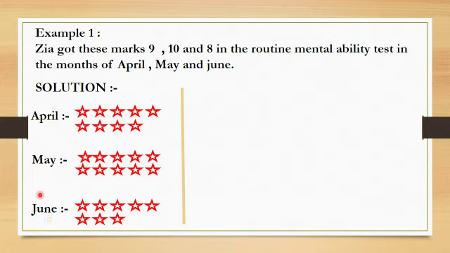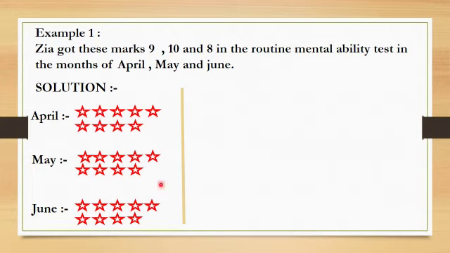Now the teacher rearranges the marks or the stars in such a way that she takes out 1 star from the month of May and adds it to the month of June. Now, if we see this pictorial representation, we can find that there are equal number of stars, or Zia has got equal marks in these 3 months. Now, the teacher says, "Zia, I will enter 9 marks in your report card. This is the average of your marks."